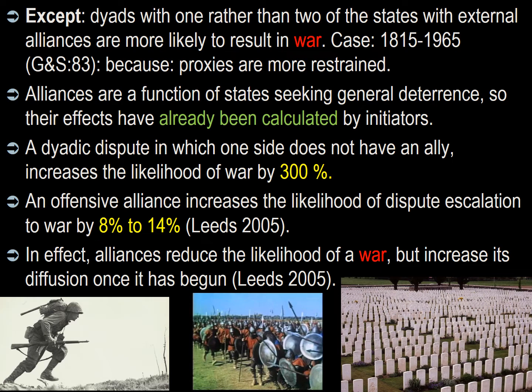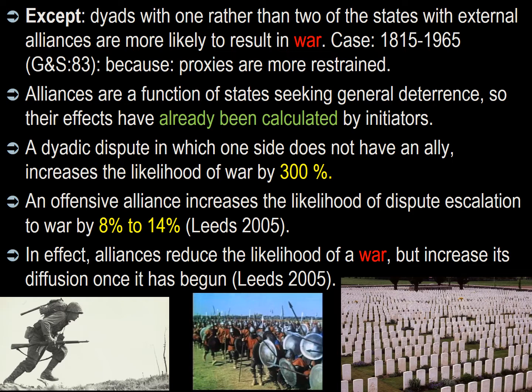Now, there are exceptions. Dyads, that's a pair of countries with one rather than two of the states with external alliances, are more likely to result in war. So we have the case of 1815 to 1965. And this is because proxies are more restrained. Alliances are a function of states seeking general deterrence. So their effects have already been calculated by the initiators. If you join an alliance, it's because you want to look so strong, no one's even going to compete with you. That's the best possible outcome, because then you don't have to spend a lot of money on your military.